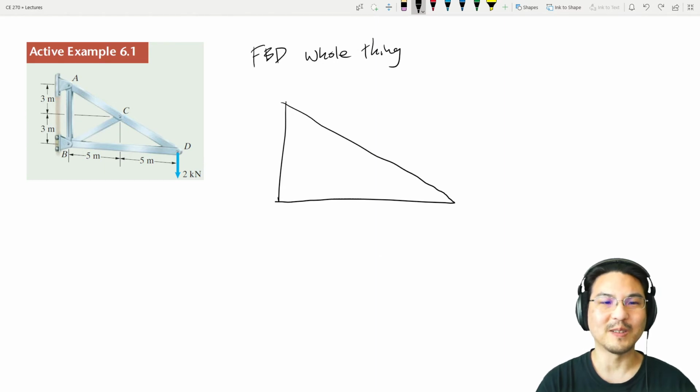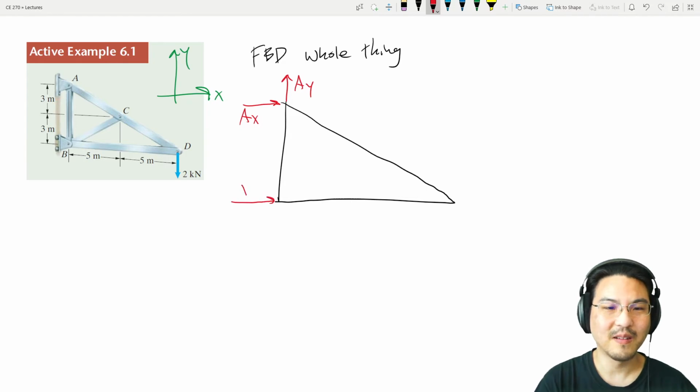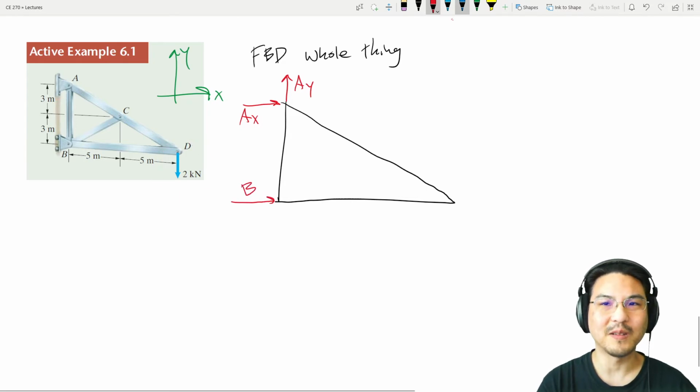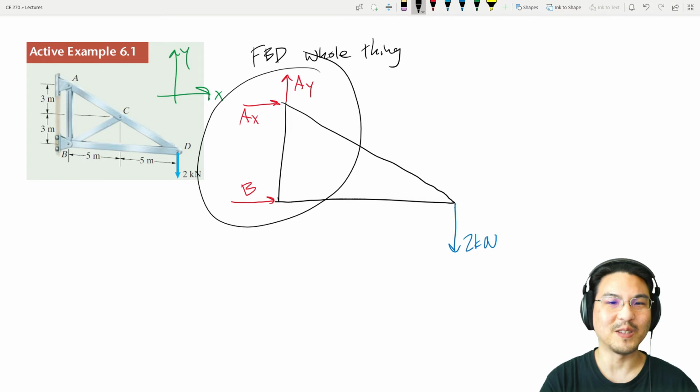And all I know is for that one structure, there is a pin support. Let me draw my coordinates over here again. There's a pin support at A, which I will decompose into components. There is a roller support at B here. And there's a 2 kilonewton load here. Okay, so this is the free body diagram of the entire structure as a whole. Now, I can write 3 equations to solve for these 3 unknowns.